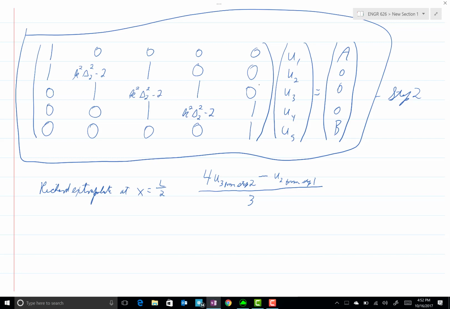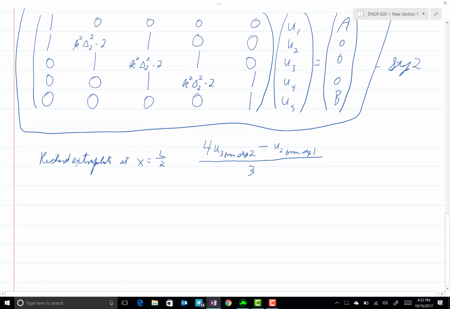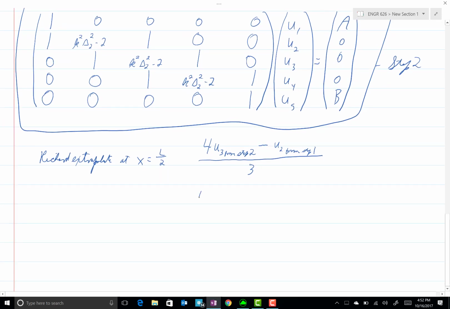Now, another way, perhaps a less confusing way to write this, is just to say: u at L over 2 from step 2, minus u at L over 2 from step 1, over 3.